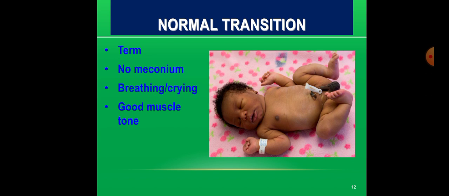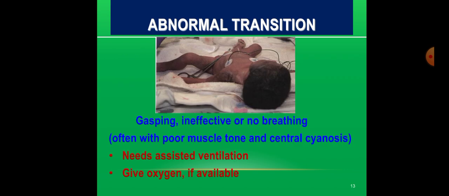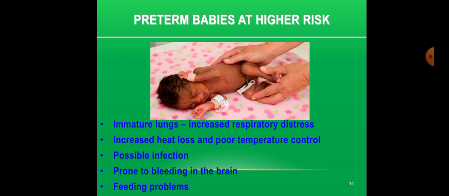Normal transition: term, no meconium, breathing or crying, good muscle tone. Abnormal transition: gasping, ineffective or no breathing, often with poor muscle tone and central cyanosis, needs assisted ventilation, give oxygen if available. Preterm babies at higher risk: immature lungs, increased respiratory distress, increased heat loss and poor temperature control, possible infection, prone to bleeding in the brain, feeding problems.